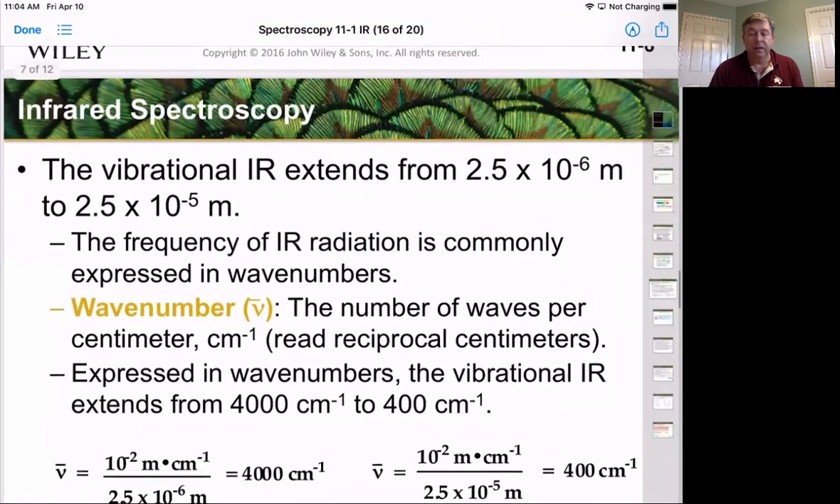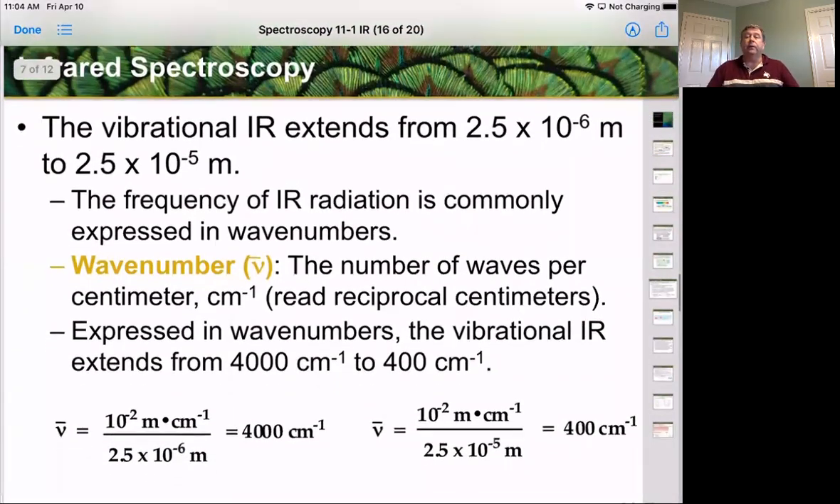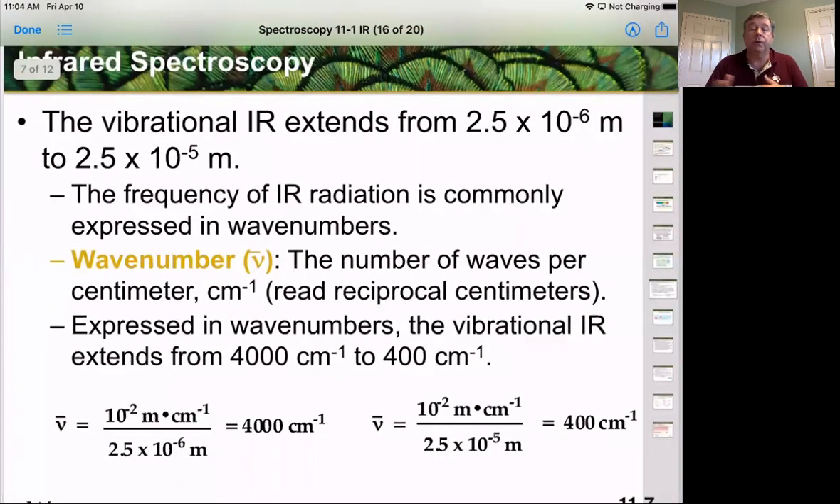In infrared spectroscopy, that's the spectroscopy just below the wavelengths of visible light. We look at the range that extends from 2 times 10 to the minus 6 meters to 10 to the minus 5 meters. Because that's a really hard number to look at, we converted that into what we call wave numbers, or reciprocal centimeters.